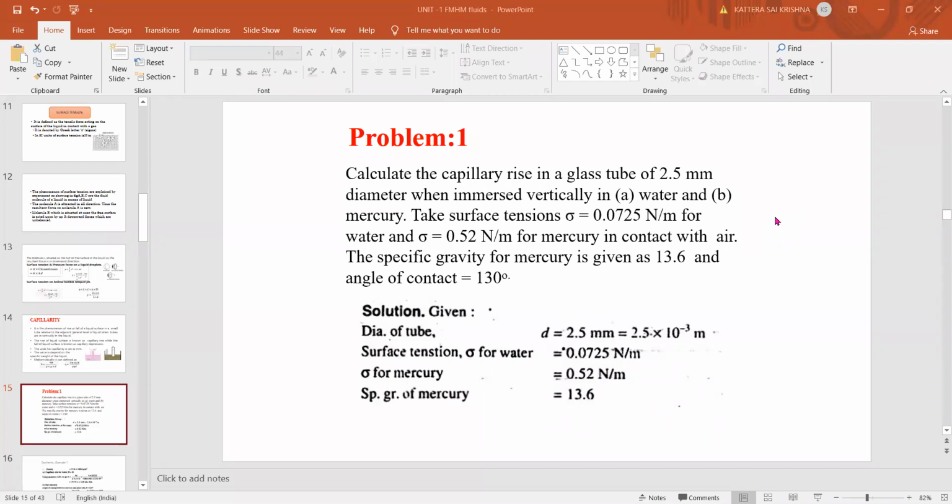Okay, please copy the question fast. Copy the question. After that, write the given data. So given data, what is given?